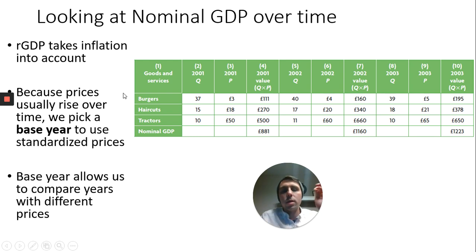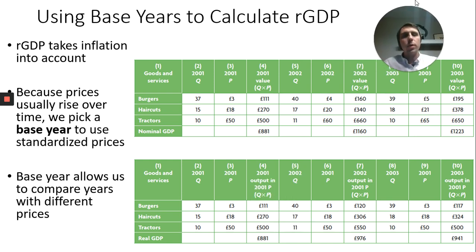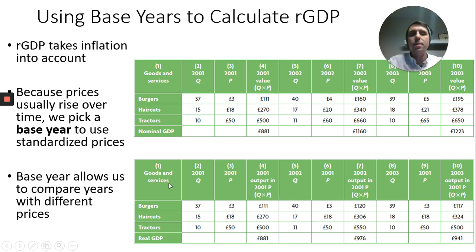But what real GDP does is it finds out the real fluctuation. What you do is you pick a year and you say, this is going to be my what's called a base year. You pick a base year, and then you say, we're going to use these prices for all years, and we're going to figure out which years actually have the strongest GDP. So if we look at it with real GDP, in this example, we pick a base year of 2001.